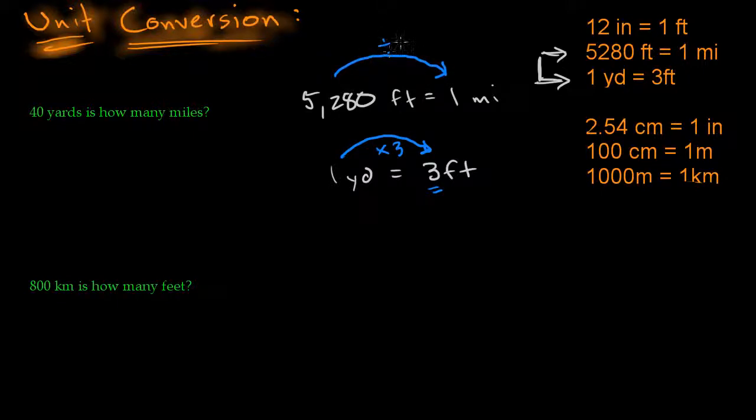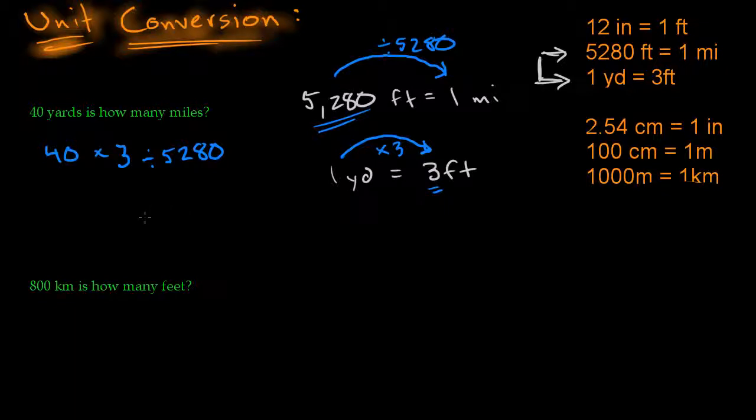So that means I have to divide by the number over here, 5,280. So to turn yards into miles, I'm going to start with 40 yards and multiply it by 3 to give me feet. And then I'm going to divide the answer by 5,280 to figure out the number of miles.